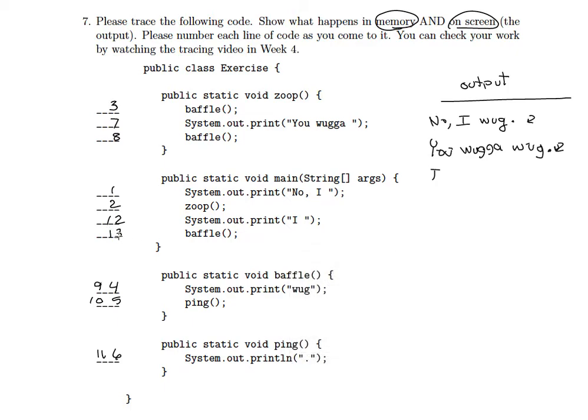Okay, make another call to baffle. That means that at 14 I'm down here. System.out.print. That was supposed to be an I. And then I make a call to ping at line 15. That means line 16 goes here, where I add the dot to the end and a new line.